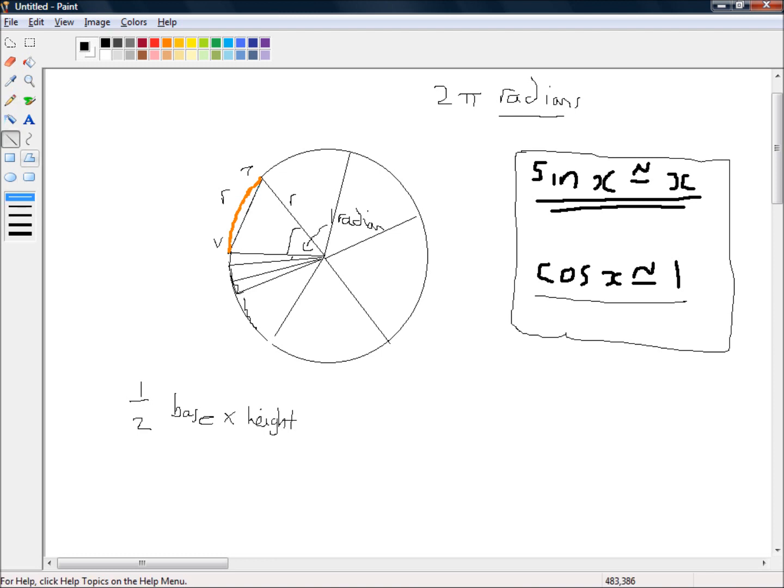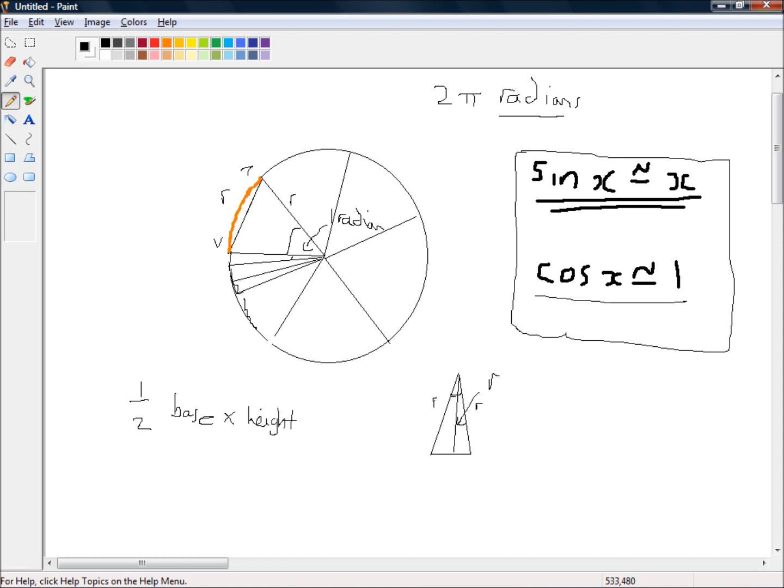Now if I've got an isosceles triangle where the 2 longer lengths are the radius, so this is R and this is R. Now if I draw a line in the middle to get the height, if the angle here is really small, then this height here might as well just still be R, because the cosine is very nearly 1. So we can say that the height of the triangle is just R.